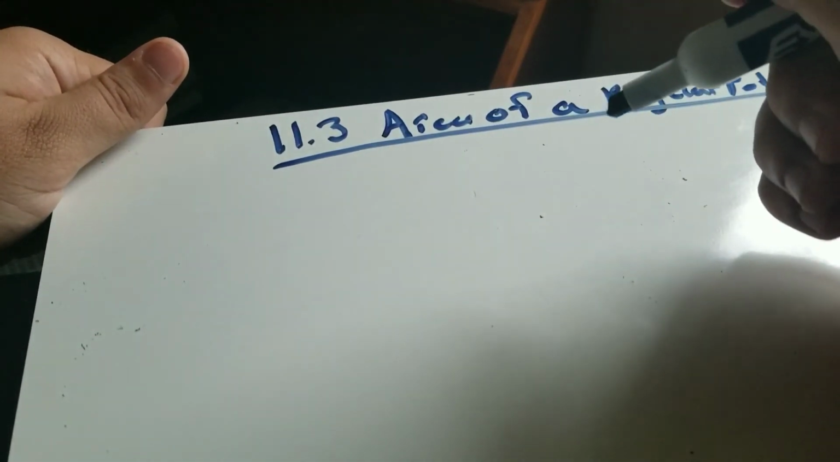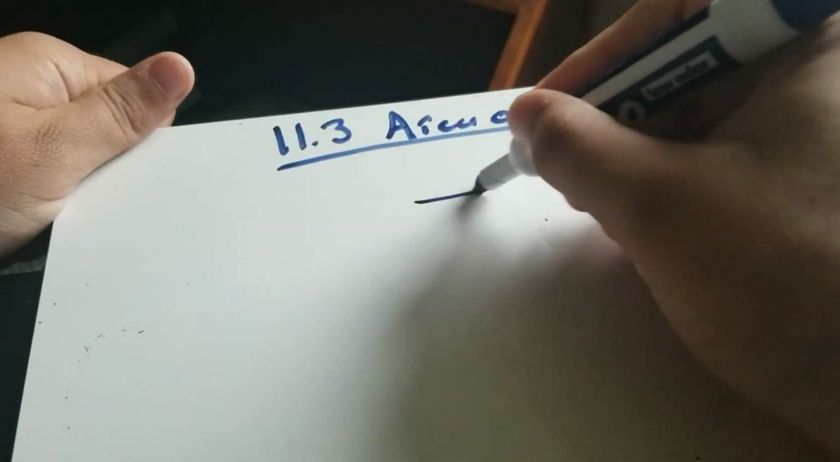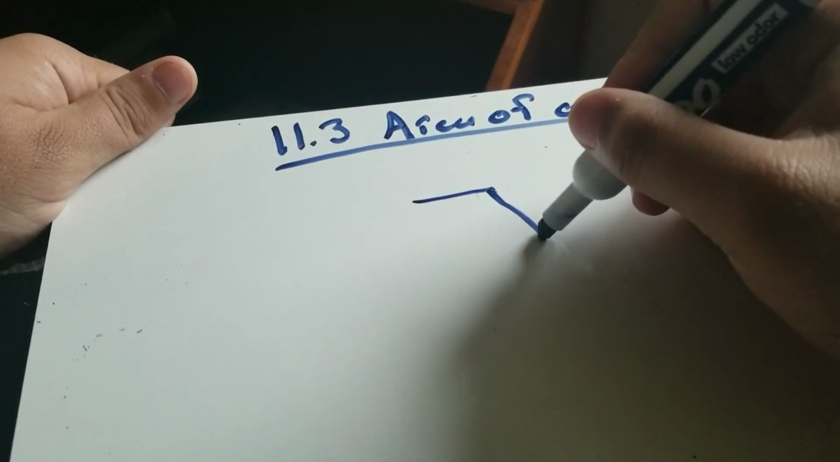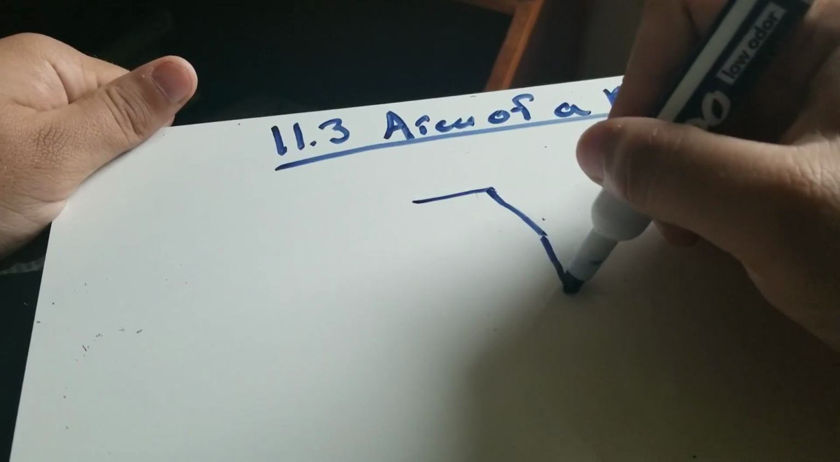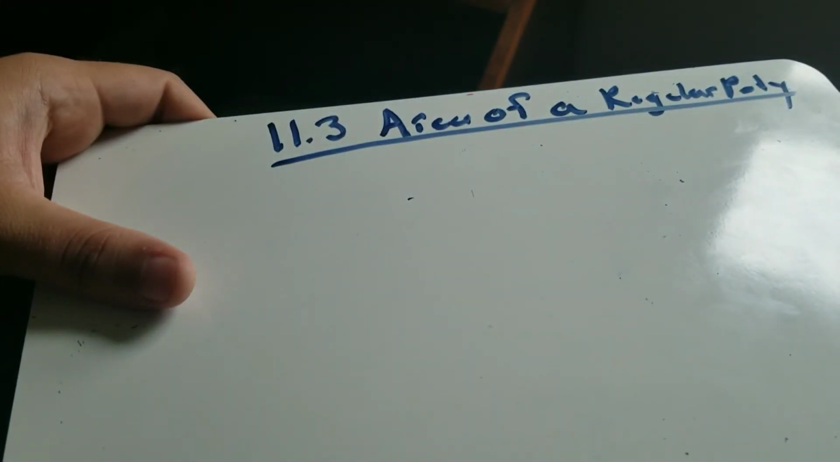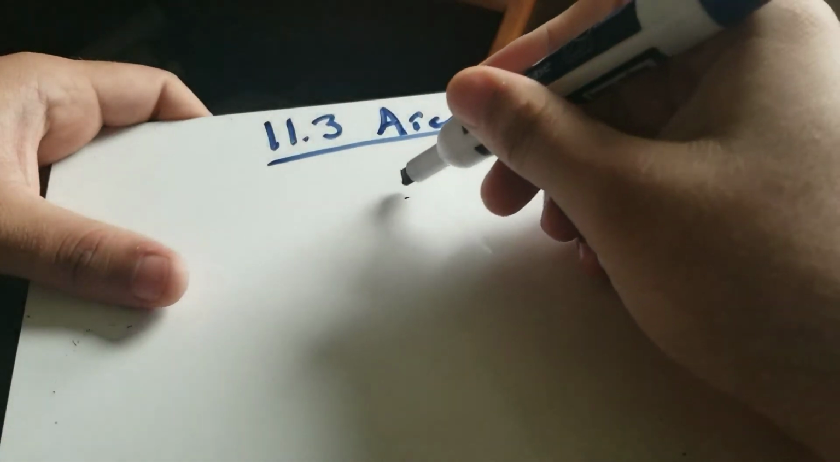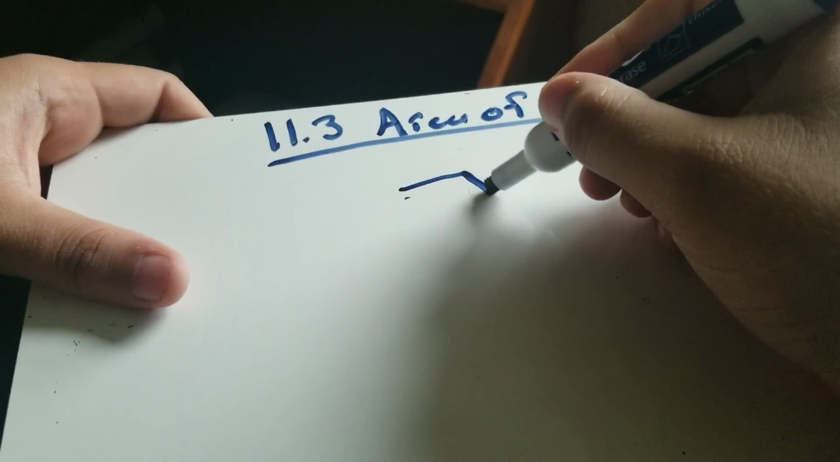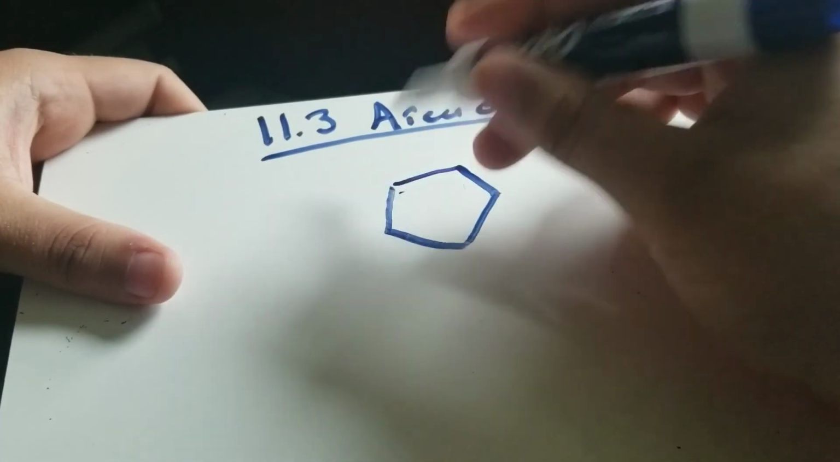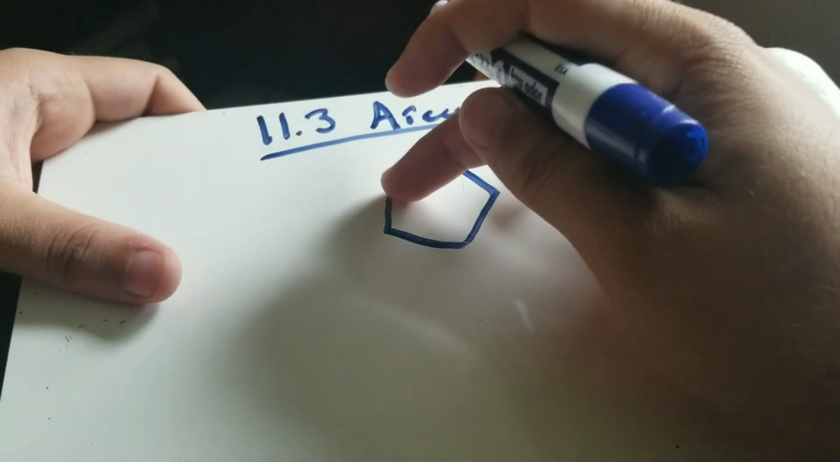Okay, so first we got to remember what a regular polygon is, and that was from the previous chapter. A regular polygon is a shape that all the sides and all the angles are equal. So it's a shape that's equilateral and equiangular. So this is my attempt to draw a regular pentagon. I think I did a pretty good job.